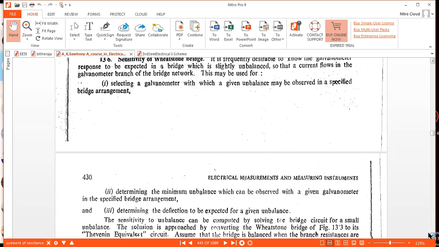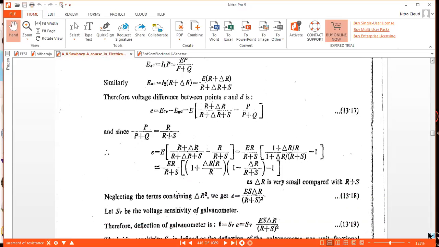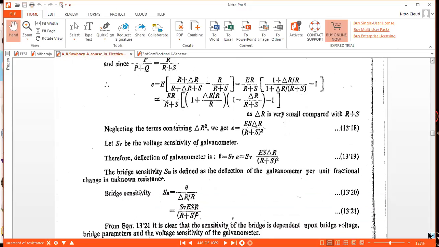I hope with this we conclude today's lecture. In today's lecture, we have seen that there are three types of resistances: low, medium, and high resistance. Resistance up to 1 ohm is called low resistance. Resistance from 1 ohm to 100 kilo ohm is called medium resistance, and resistance higher than 100 kilo ohm is called high resistance.